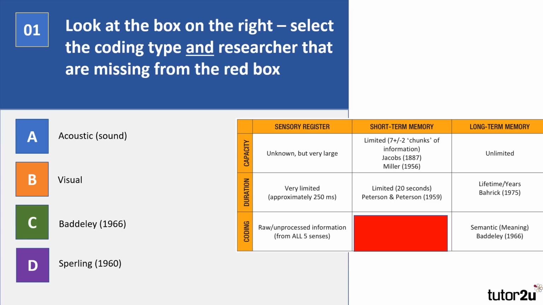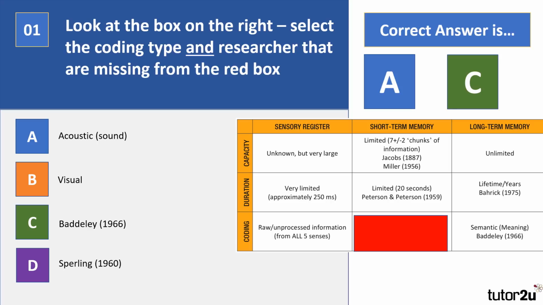Take a look at the box on the right hand side here, and I'd like you to select the coding type and researcher that are missing from the red box. So I'm looking for two different letters for this answer. Pause the video and take your time. All right, now the correct answer here that we're looking for is A and C.